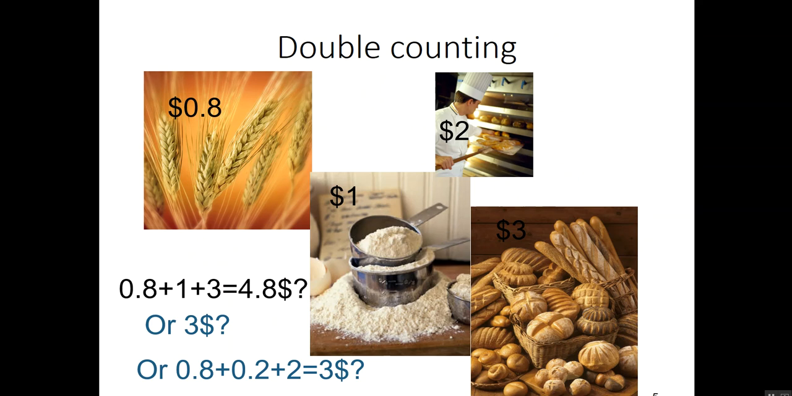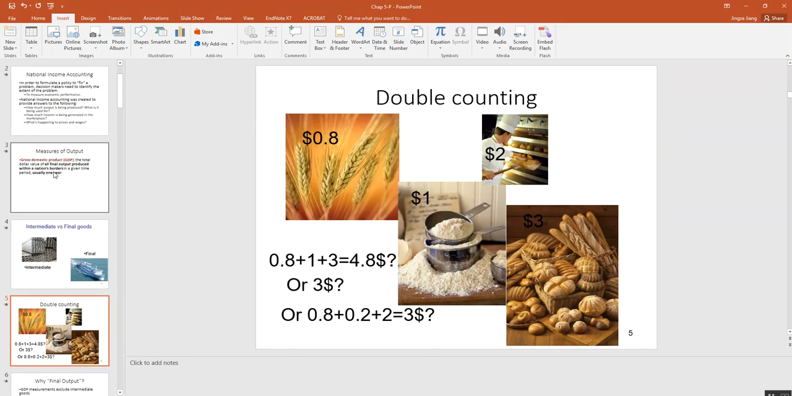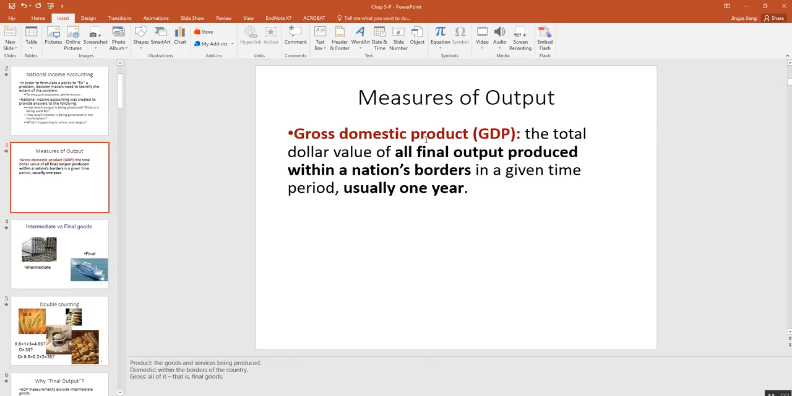From the flour to bread, the value added is $2. So you have to understand, if you only consider final goods value, it's also equal to the intermediate goods value plus value added. And so you can see why we only consider final goods instead of all goods, because we try to avoid the double counting problem. So now let's look at our definition again. We understand why we only consider all final output.